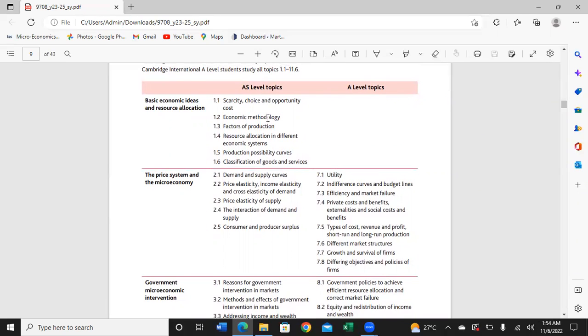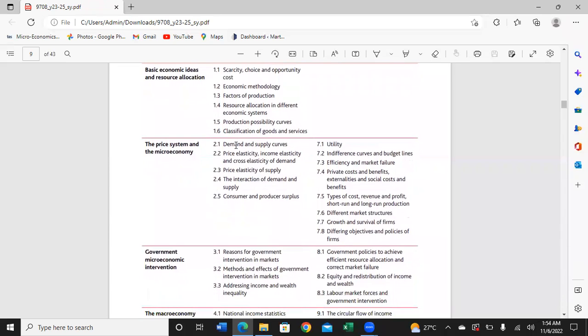So this is according to the Cambridge book. This is called Unit 1, which includes 6 chapters. Out of these 6 chapters, there can be one question in your paper 2, and MCQs as well in paper 1. Then the price system and microeconomy. The topic heading will remain the same for both AS and A level.